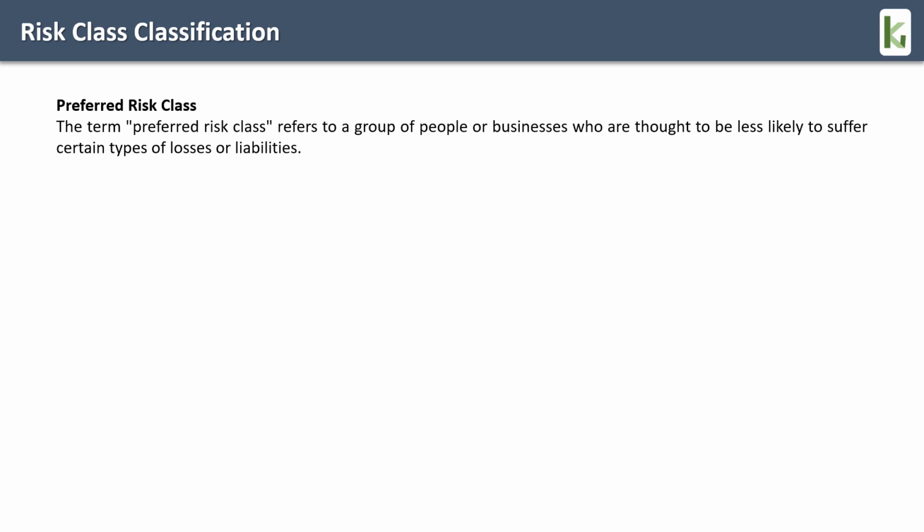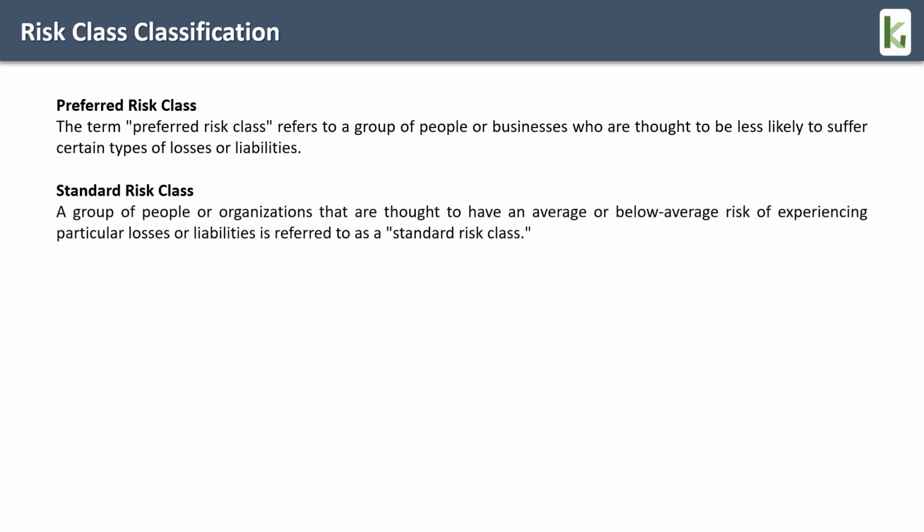The second risk class is standard risk class. Standard risk class is a group of people or organizations that are thought to have an average or below average risk of experiencing particular losses or liabilities. In the insurance industry, the term standard risk class is frequently used to refer to people or organizations that don't considerably increase the risk to the insurance provider and don't need higher premiums to cover their risks. But their premium will be higher than the preferred risk class.